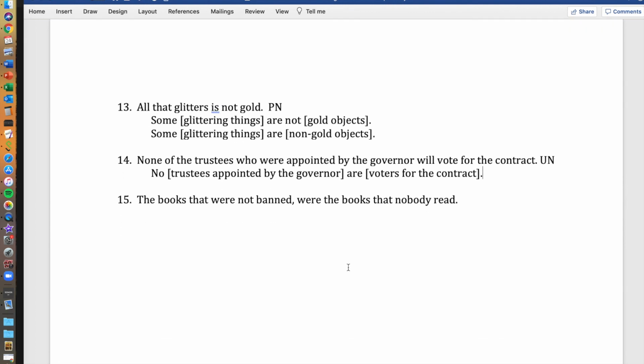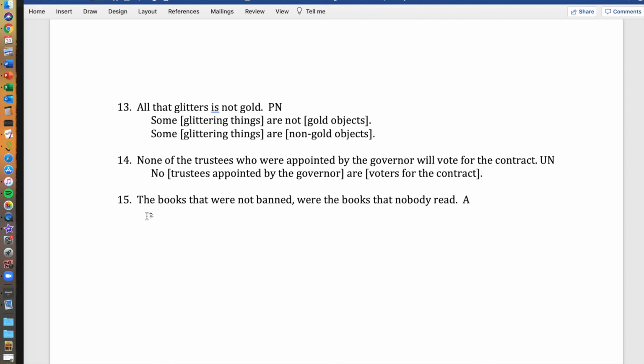And now number 15, the last one, this is a little bit tricky too. The books that were not banned were the books that nobody read. The books that were not banned are the books that nobody read. Now, what's confusing about this is that it seems to operate in an interesting universe of discourse where there's both terms and their complements at work at the same time. So let's try to figure this out. We have were, right? And so that tells us this is affirmative. That is, the main verb in the statement is affirmative. So we have an affirmative statement.